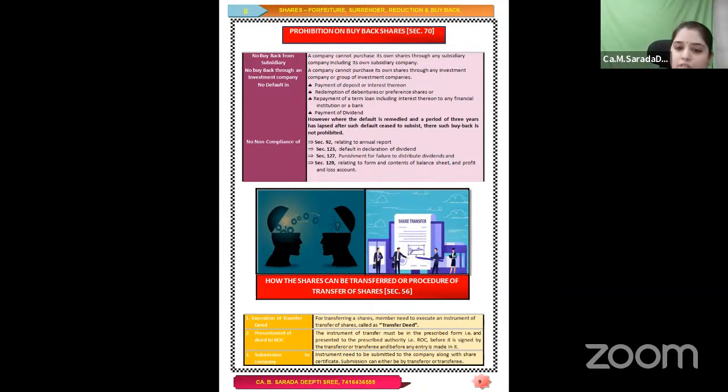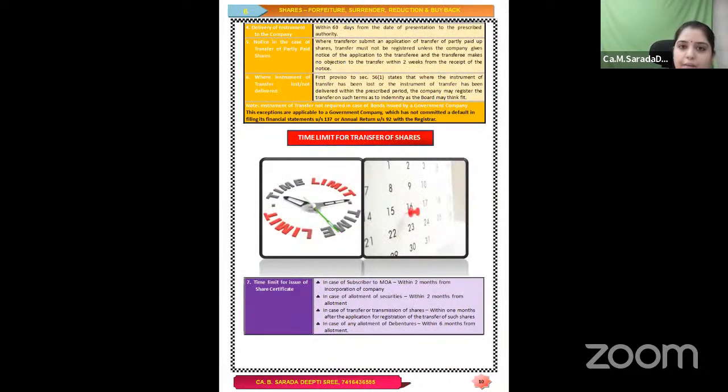Okay, in this transfer form, whose details are mentioned? The transferor's details and the transferee's details. After filling in all these details, they will sign on the transfer form. And this transfer form should be in the prescribed format given under the Companies Act.